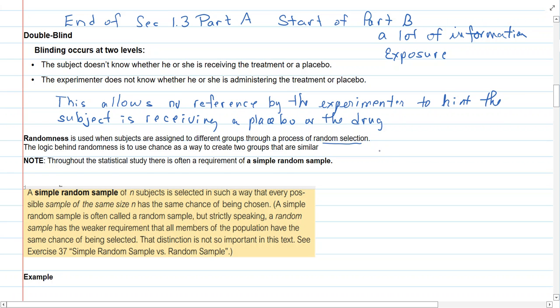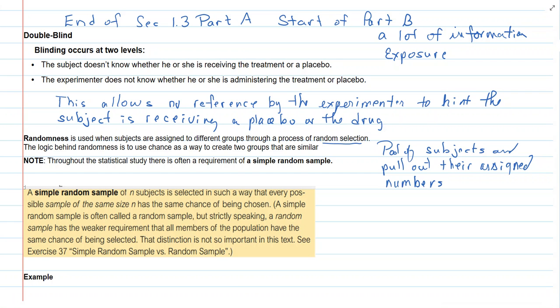So you take a pool of subjects and pull out numbers. Now, the way to do this is usually a program, and it does it for you so that there's always that capability. Now, in this book, they referred to a simple random sample as the standard.